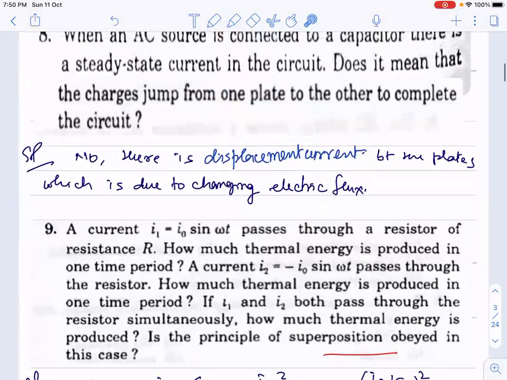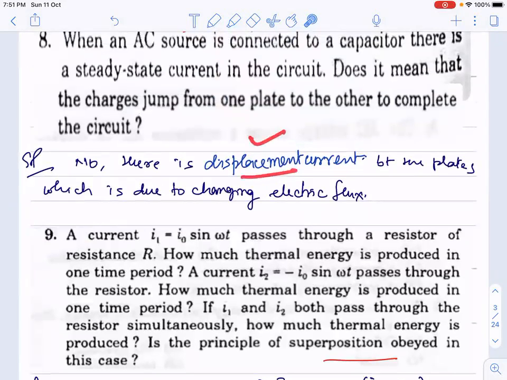Displacement current, in fact, we will be covering in the chapter of EM waves, electromagnetic waves. In the NCERT book's electromagnetic waves chapter, we are going to study about displacement current.